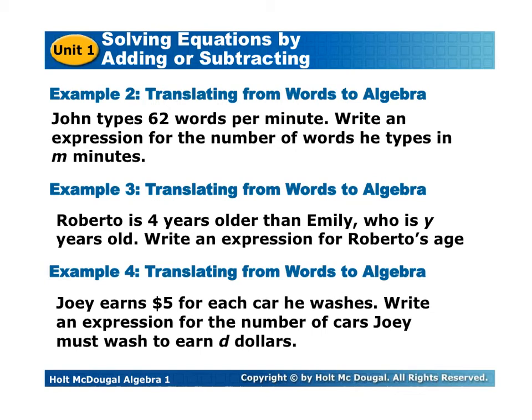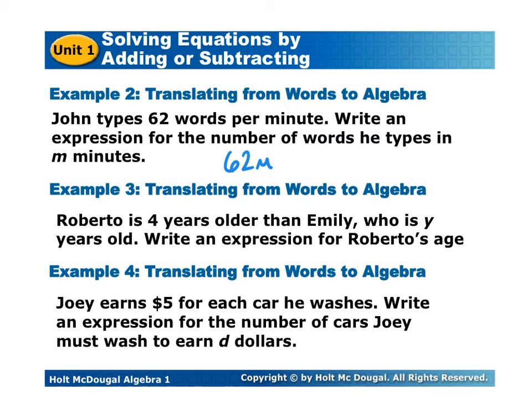62 times 3. You are absolutely correct. So what you just did right there was you came up with the equation we needed. How would you express that he was doing M minutes? Well, it would be 62 times however many minutes, which would be 62M.